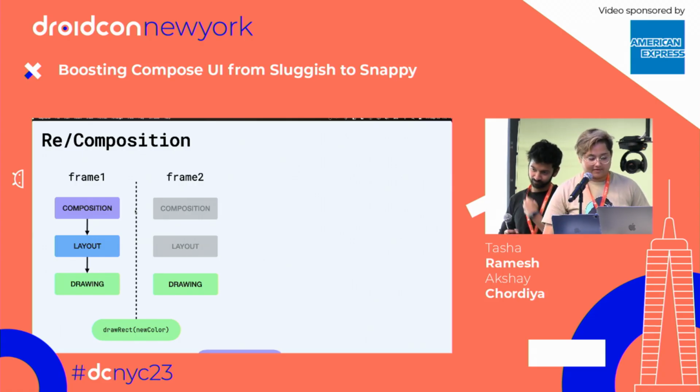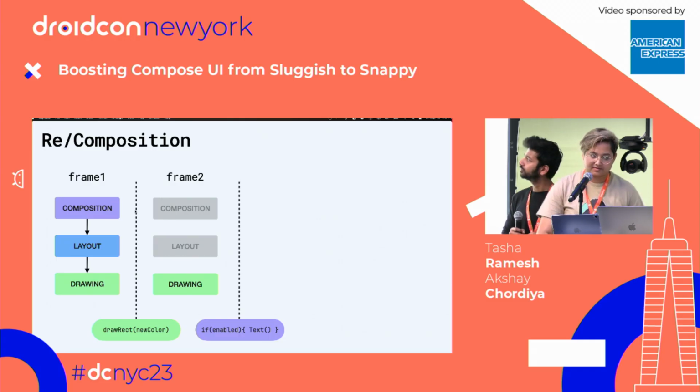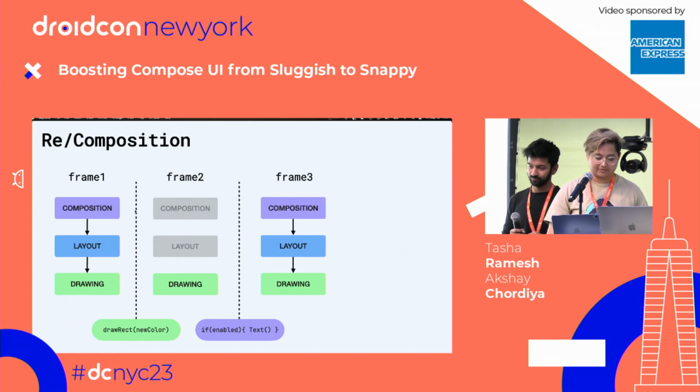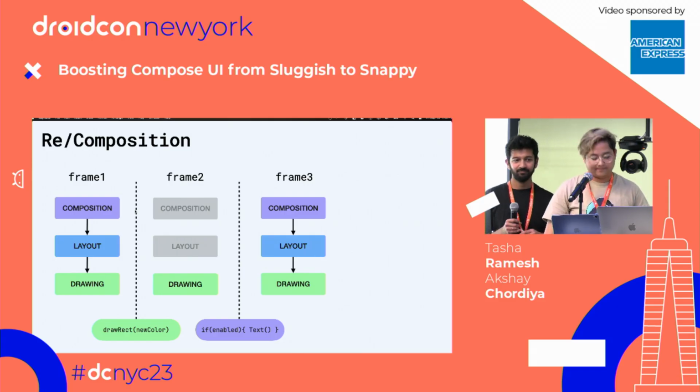Now let's say another thing happens. A new text composable is added to your UI tree, and it depends on some type of Boolean. In this case, Compose might think, well, the UI tree has changed, so I pretty much have to do everything. I have to run all three phases, most likely. In this case, nothing is skipped.